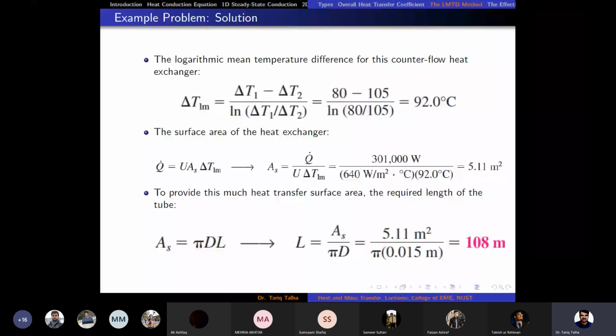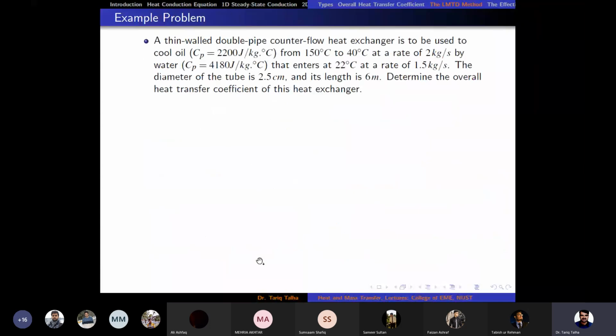And similarly, we can have another numerical problem related with this. So it is almost the same. If you can read the statement, a thin walled double pipe counterflow heat exchanger is used to cool oil. We are trying to cool oil from 150 to 40 degrees, the oil mass flow rate is 2 kg per second, and we are using water to cool it.